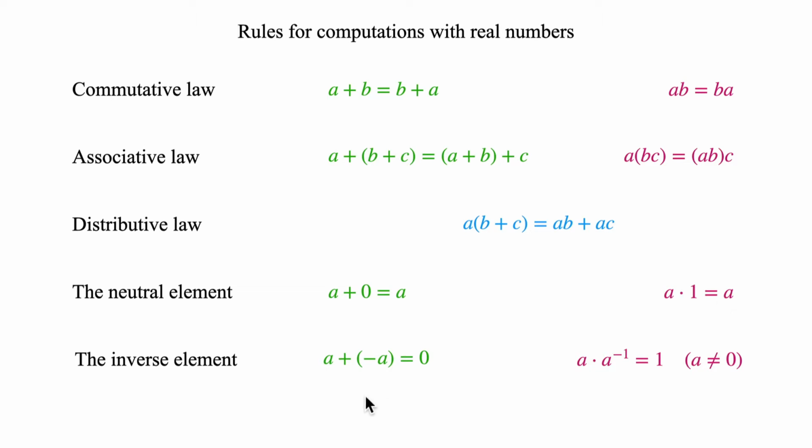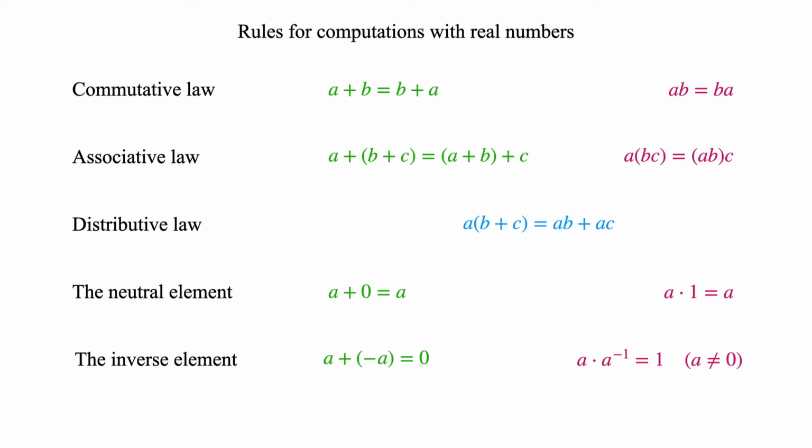And the inverse element, so the additive inverse is called the opposite or negative a, and the inverse is often denoted as a to the power minus 1, or simply 1 divided by a as a fraction. And such an inverse element for multiplication only exists for numbers which are different from 0, of course.